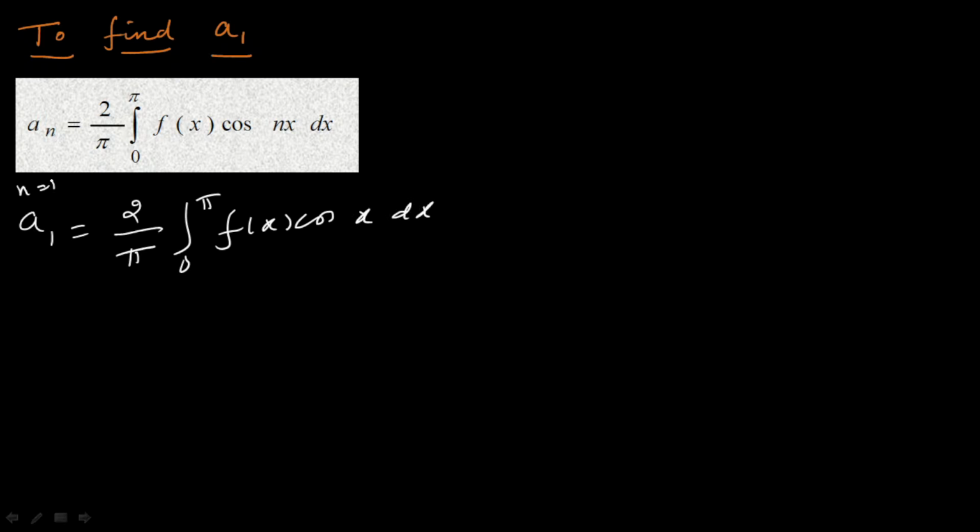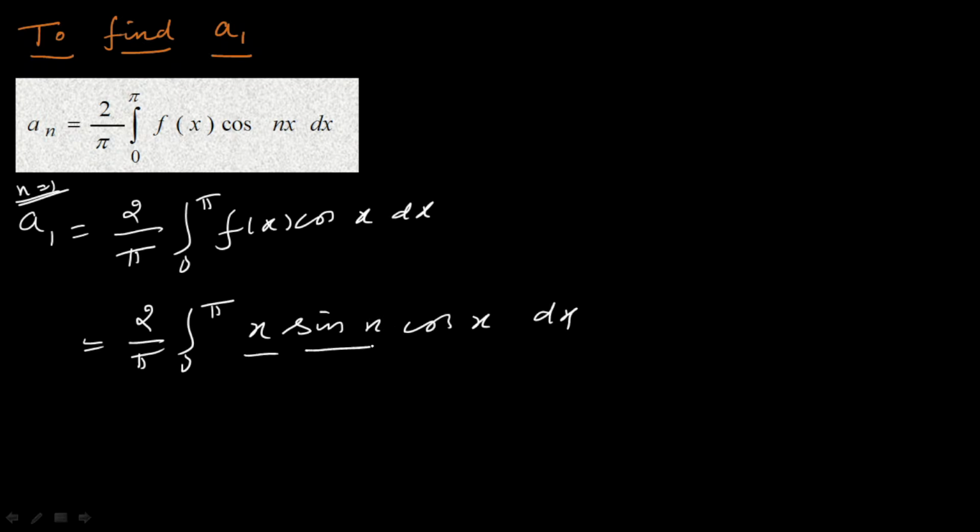So let me first calculate the value of a1. For that we make use of the formula a n. In the a n you just replace n by 1. If you replace n by 1, what happens? a1 equal to 2 by pi integral 0 to pi f of x cos x dx, isn't it? Just replace n by 1. You get a1, isn't it? So now that is equal to 2 by pi integral 0 to pi. Your f of x is x sin x cos x dx. So this is a product of 3 functions.